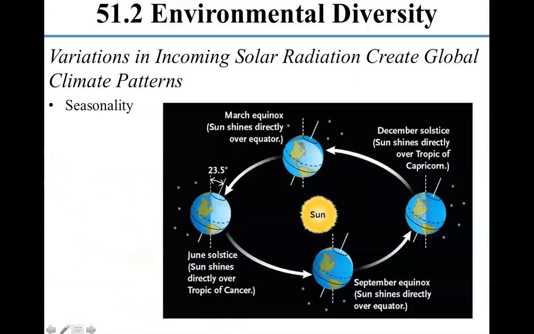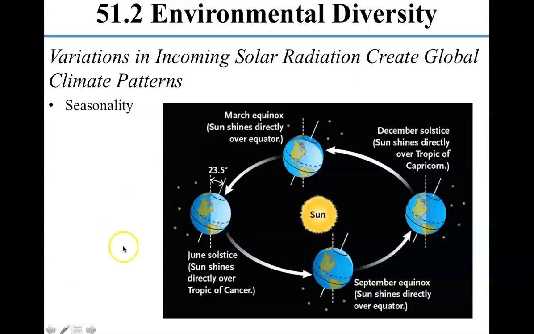So let's start in the middle of the summer here in Tennessee. In the middle of the summer at the June solstice, the sun is shining over the Tropic of Cancer, which you can see is here represented by this dotted line. Just like we saw in the last slide, that means that there's a lot of solar radiation that's hitting directly here, and it's going to warm up the temperatures. So Florida is going to be really hot in June and July, right?